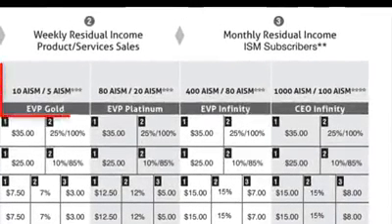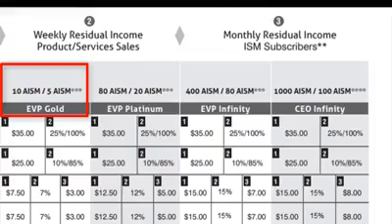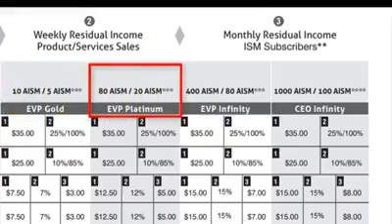To be EVP Gold, you must have at least 10 active members, counting no more than 5 active members from your base shop or any first-generation EVP's marketing team. To be EVP Platinum, you must have at least 80 active members, counting no more than 20 active members from your base shop or any first-generation EVP's marketing team.